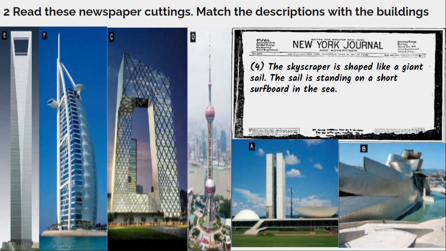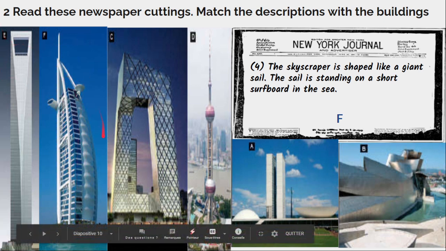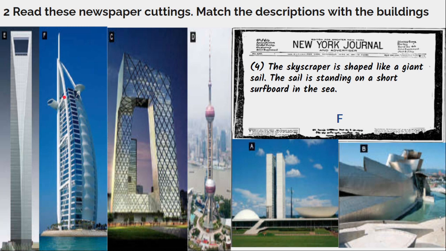So we have a surfboard and we have a sail, and obviously we are talking about Burj Al Arab. If you can see, this is the sail. It is shaped like a sail, and beneath it we have the surfboard.